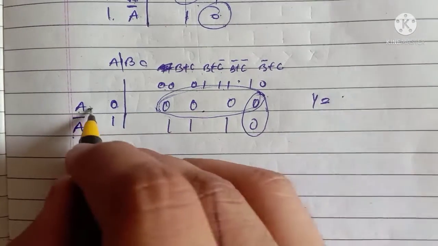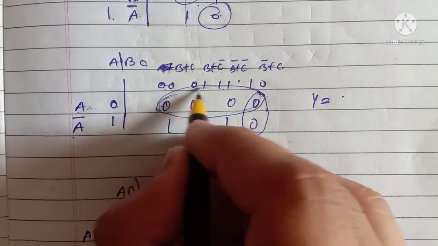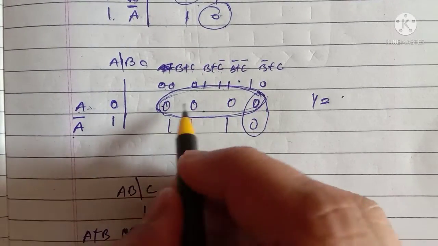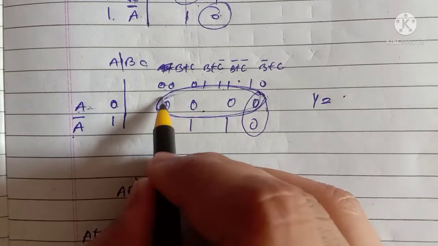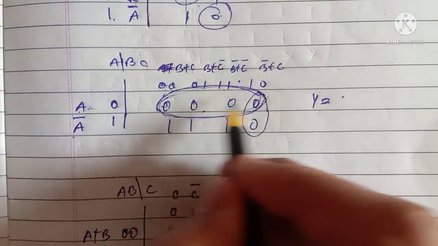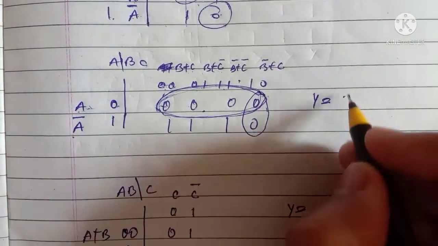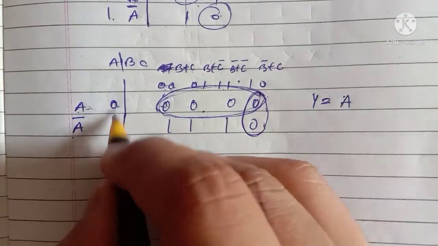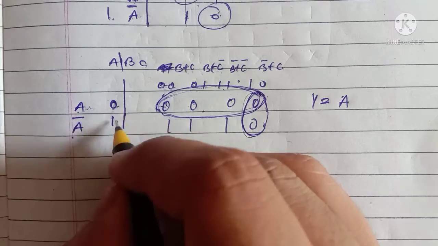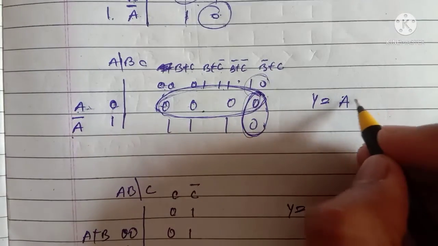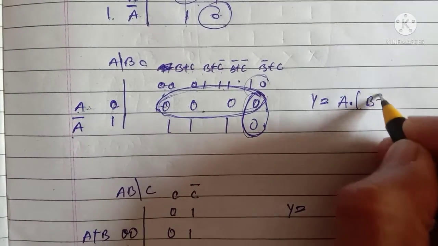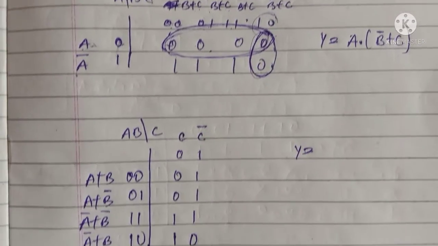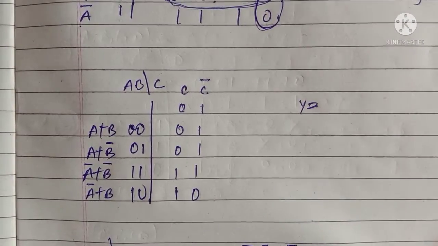So how can we write this? We are forming this group, a group of four zeros, and none of the bits is common in this case. So we get A. And in the vertical case, nothing is common, so we need to write this only, in product form, B and this. Understood? Now we go for the next three variables.